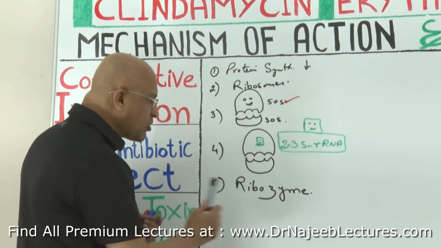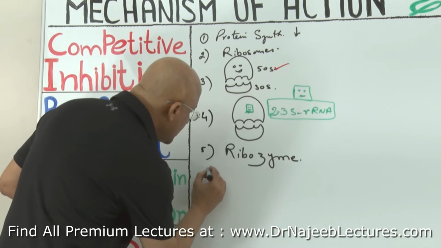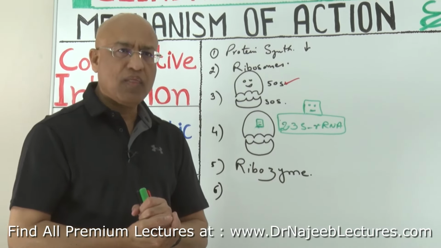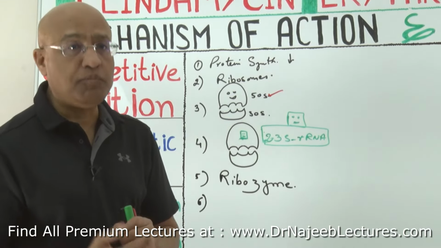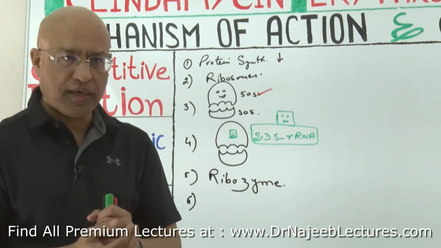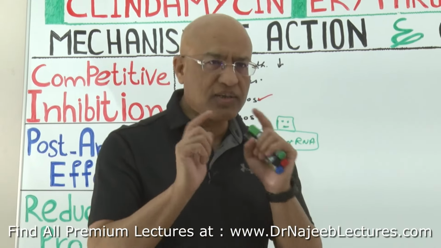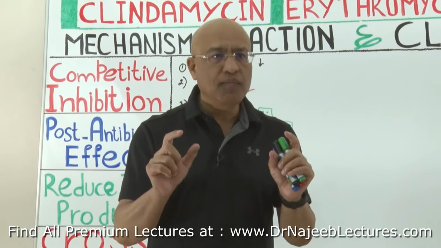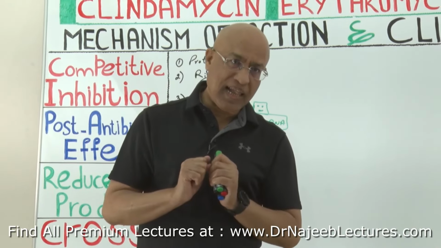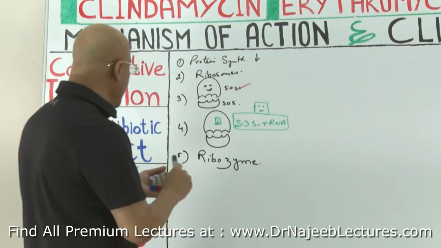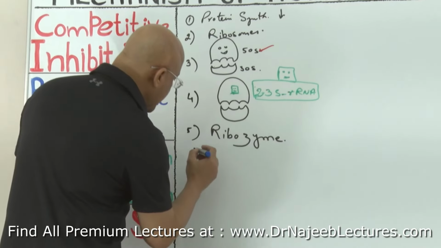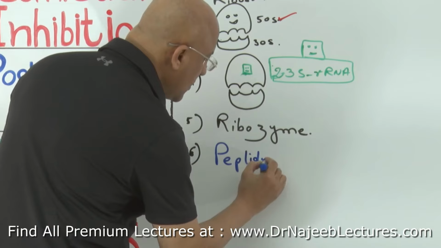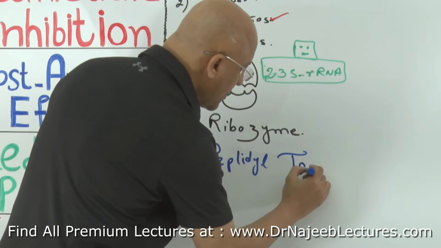Now, as I will explain within a few minutes, this ribosomal RNA, this ribozyme, the 23S ribosomal RNA, functionally and catalytically makes a peptide bond between two amino acids. So we call it peptidyl transferase. This is also called peptidyl transferase.